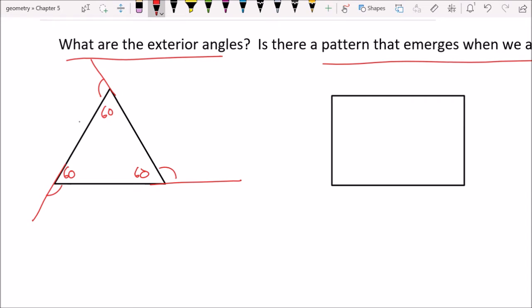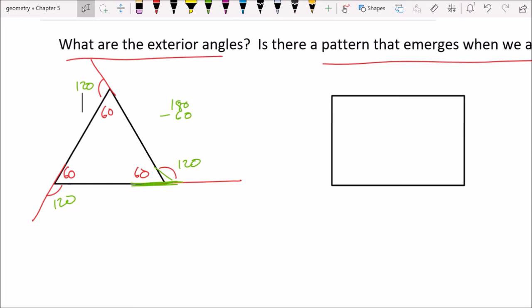Well, how do we find an exterior angle then? Well, notice that we have a linear pair right here. And so those two have to add to 180. So 180 minus 60 is 120. And since all of these are linear pairs with 60, they're all 120.